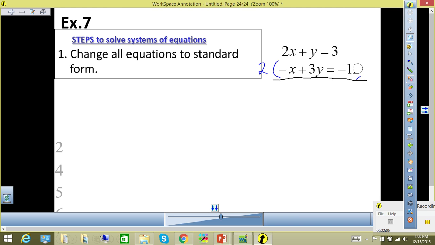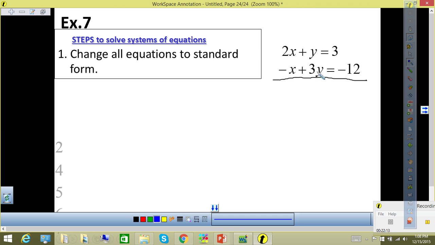Let's say we didn't start with x. Let's say we wanted to eliminate y. What do I need to do? Think about it. Don't say it out loud. What do I need to do to eliminate y? The top one. The top one times what? Times negative 3. Does everybody see that?